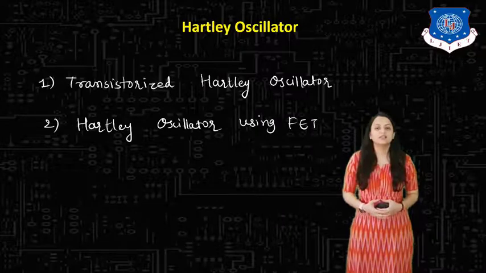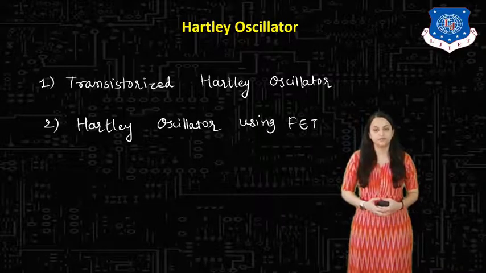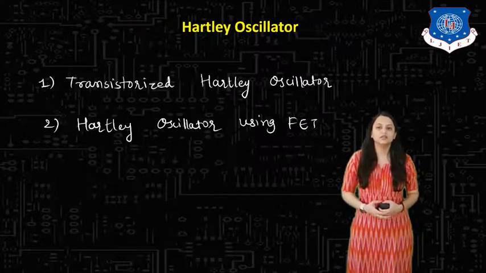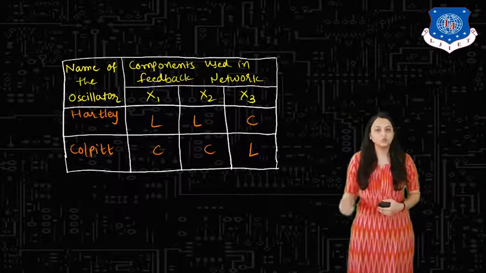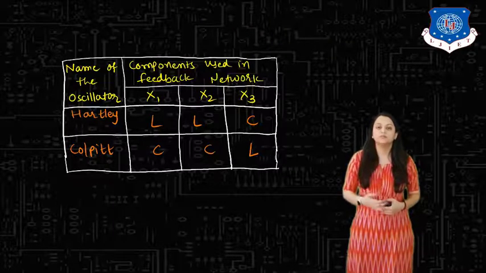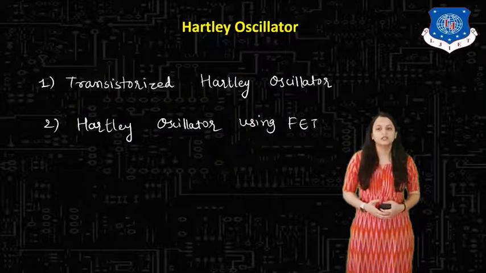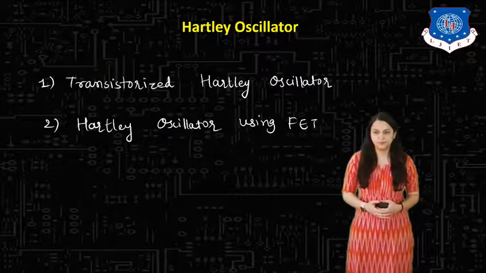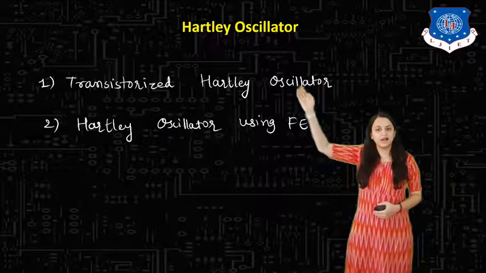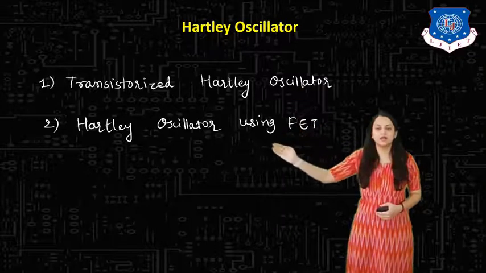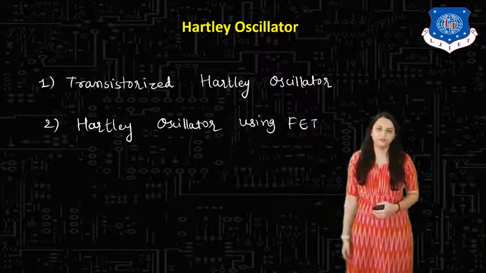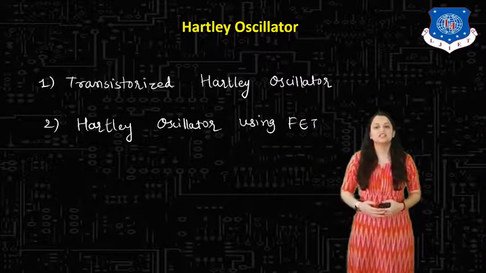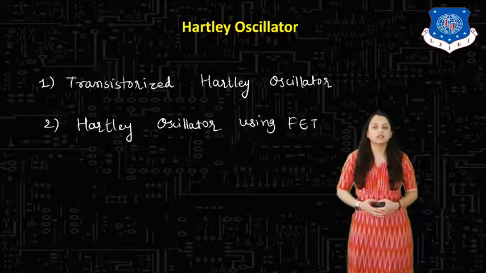So first of all, let us see the Hartley oscillator. Now as we have seen earlier, the Hartley oscillator has two inductors and one capacitor. Based on this feedback network, they are classified into two types. First one is the transistorized Hartley oscillator and the second one is the Hartley oscillator using FET. So let us see the first one, the transistorized Hartley oscillator.